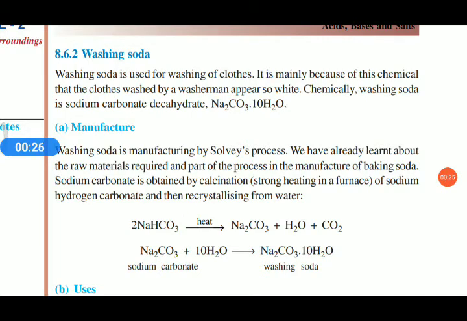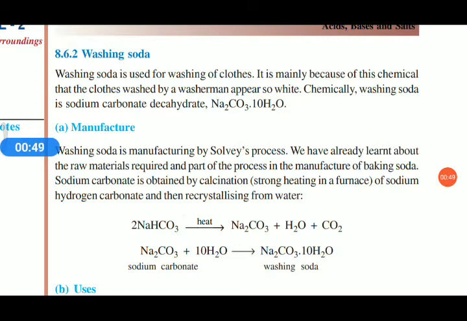The chemical formula of washing soda is Na2CO3·10H2O, sodium carbonate decahydrate. Deca means 10. Na2CO3 is sodium carbonate. By adding 10H2O, we get washing soda.